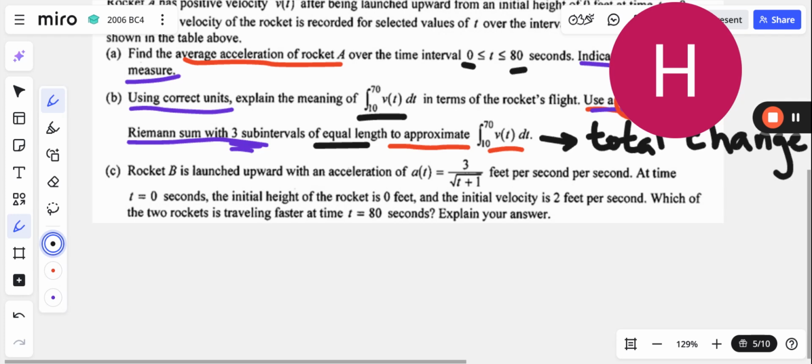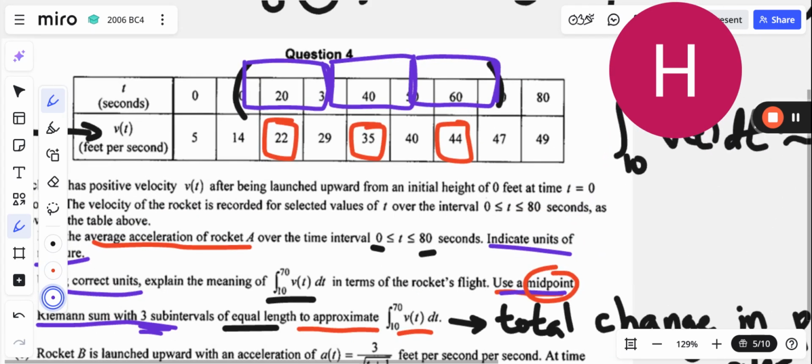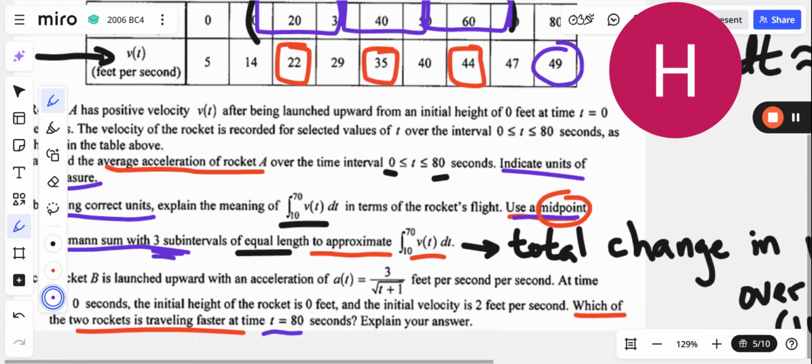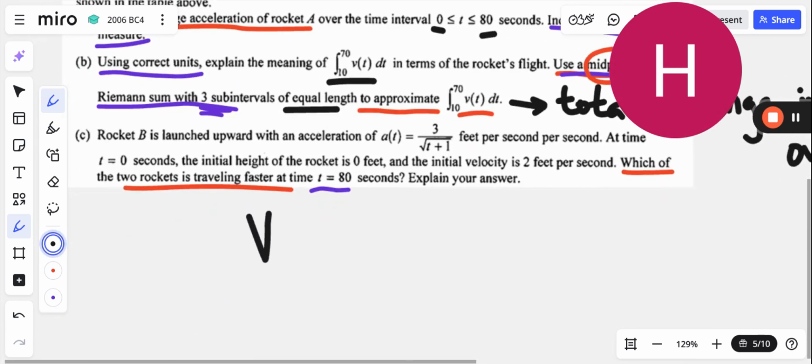Which of the 2 rockets is traveling faster at time t equals 80? Ooh. Which is traveling faster at time t equals 80? So we know how fast rocket A is going at time t equals 80. So we can just say V_A of 80 is 49 feet per second.